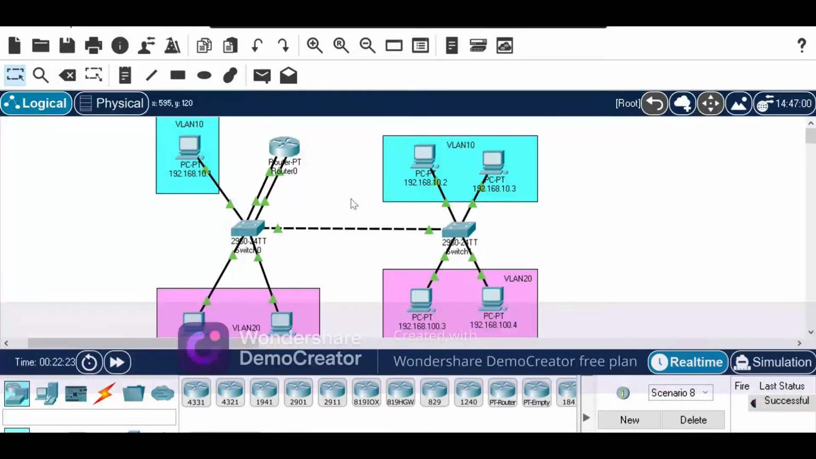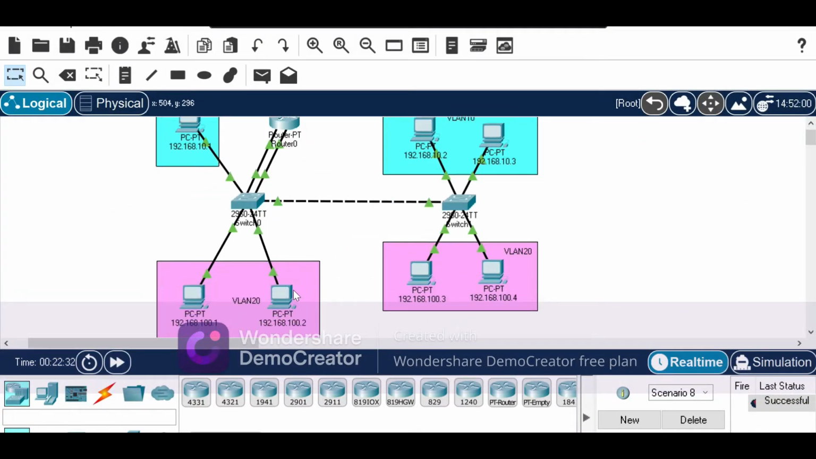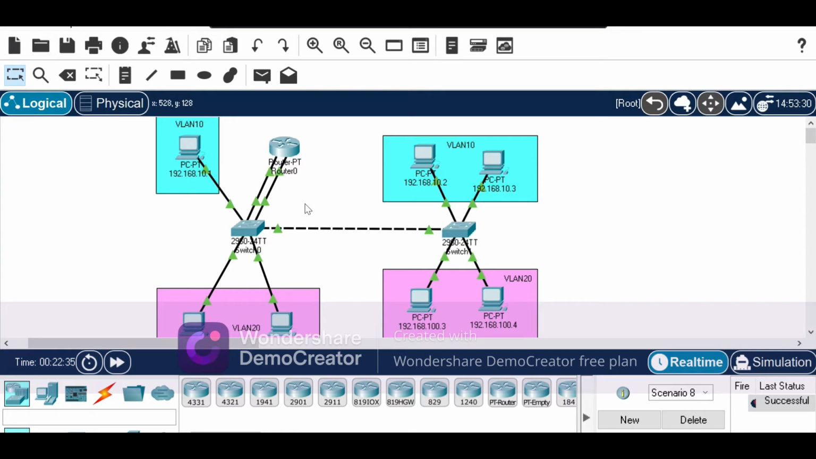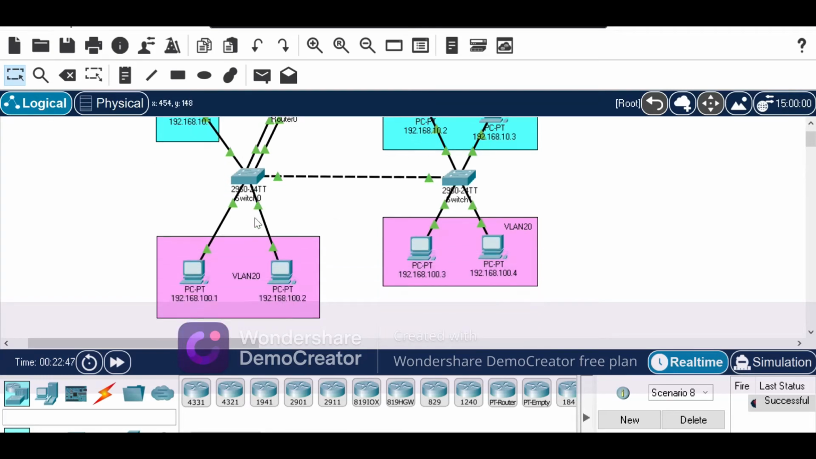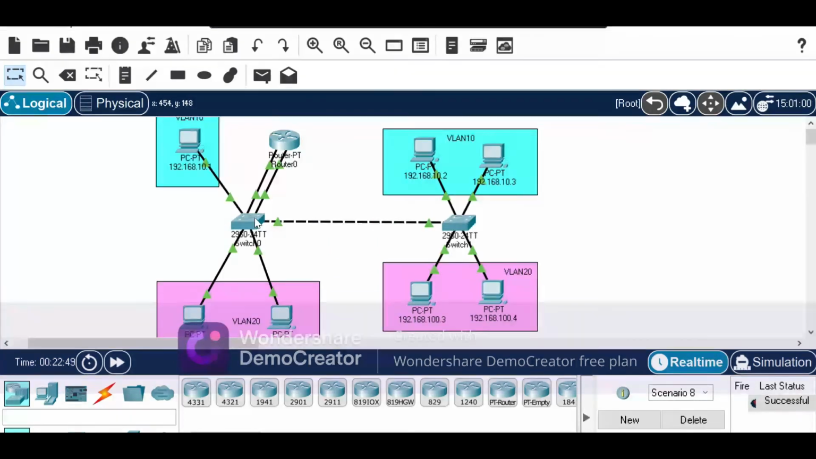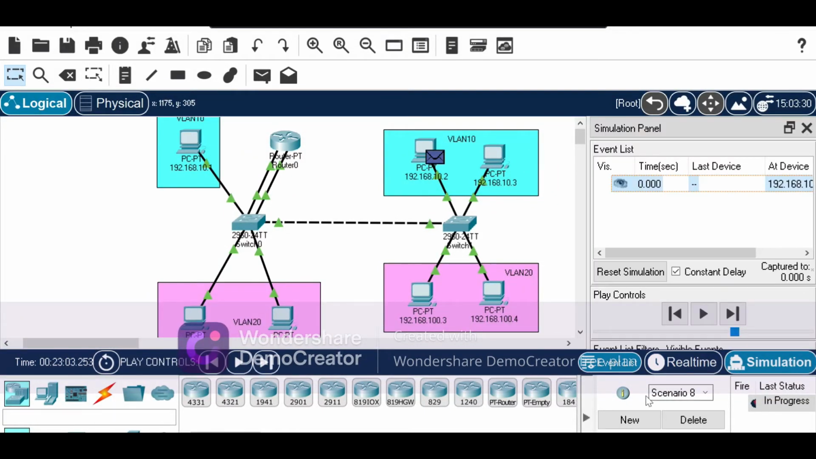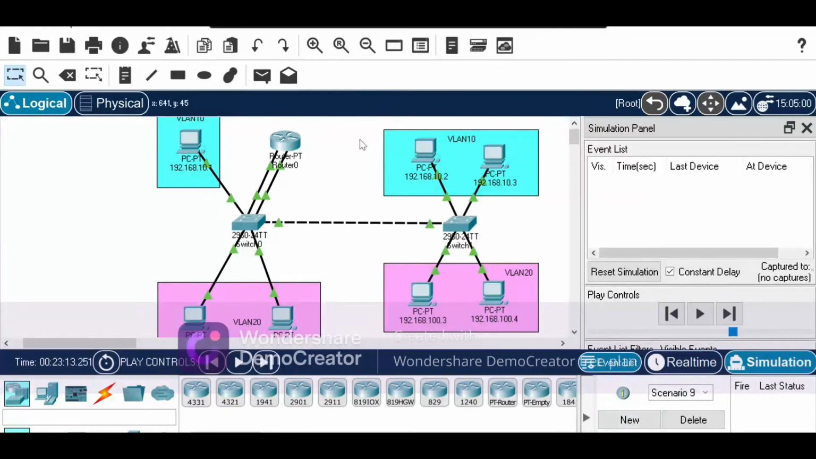Now let's try to understand how we can send data from a computer residing in one VLAN to another computer residing in another VLAN. For that we need a routing device. The router needs to understand from which IP address you want to route the connection to which IP address. So the router will understand what is the source of the communication and what is the destination. Let's understand by a simulation as well. I'm creating a new scenario.